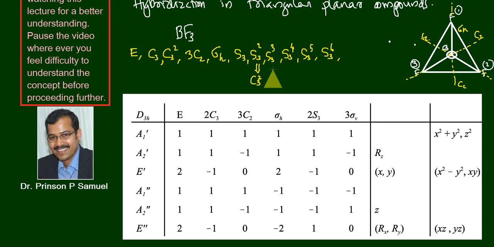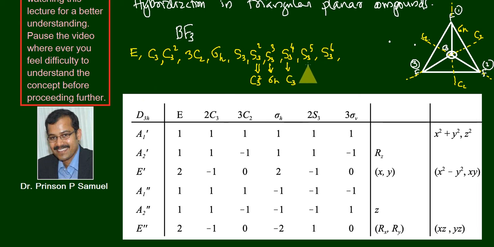What about S3 cube? S3 cube is actually sigma h. We have already written sigma h here, so we don't need to write S3 cube again. What is S3 raised to 4? S3 raised to 4 means carrying out S3 4 times, and that is equivalent to C3, one time. It is already written there, so we don't need to write it again.